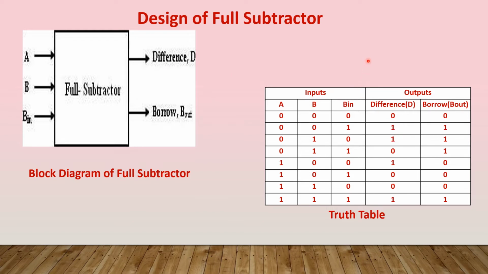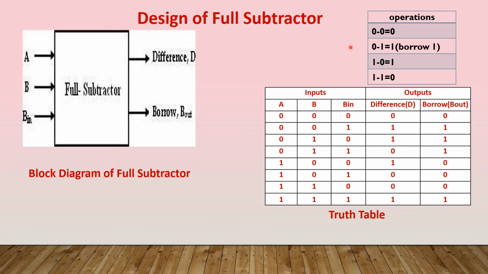As I told you, we can just remember the operation table. This is the operation table for the subtractor. 0 minus 0 is 0. 0 minus 1 gives difference 1 as well as borrow equal to 1. If it is 1 minus 0, then difference is equal to 1. If it is 1 minus 1, then difference is equal to 0. So by using this subtractor operation, we can write the truth table. According to this full subtractor, there are three inputs A, B, B in, that is borrow in, and outputs are difference D and borrow out.